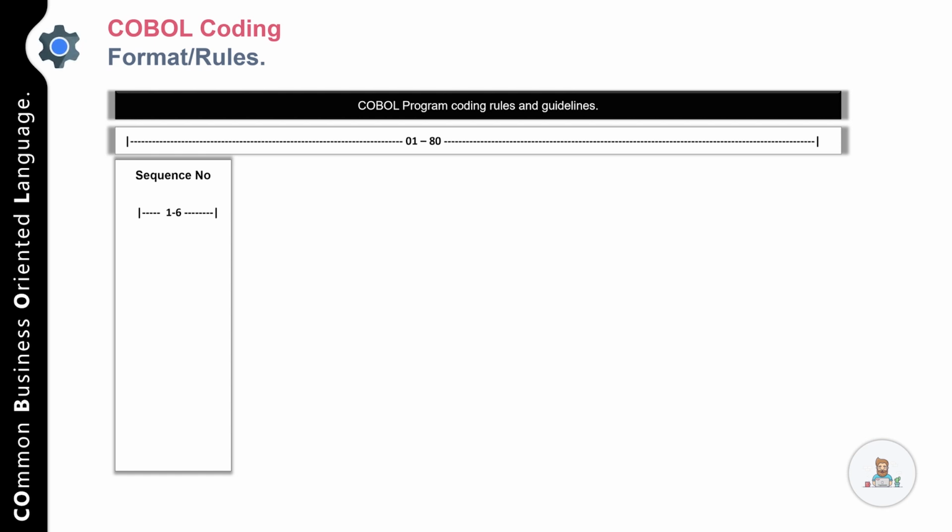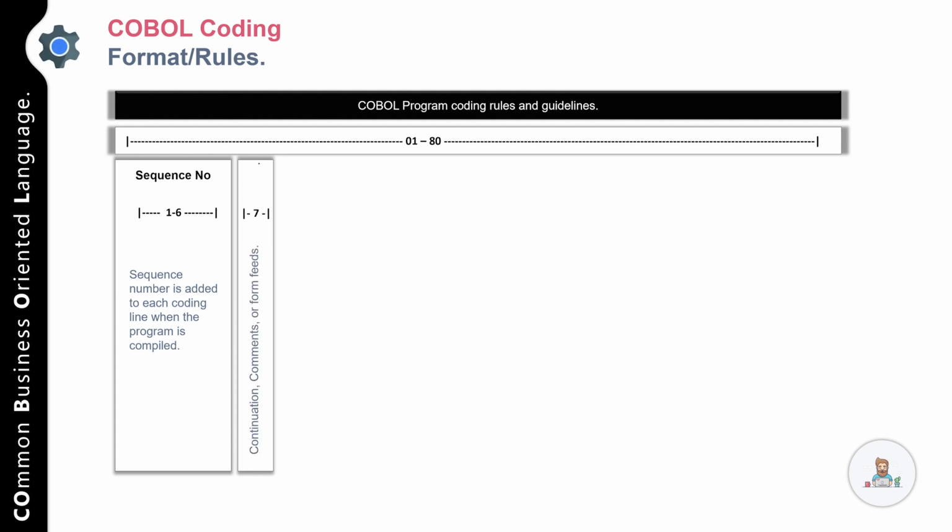The first 6 bytes or columns are reserved for the sequence number. Sequence numbers are added to each line by the compiler during the compilation process, and they are not used anymore in modern days. You can leave them blank because they were used in the olden days when you had the punch card. Position number 7, or column number 7, is generally used for comments, continuation, or form feeds.